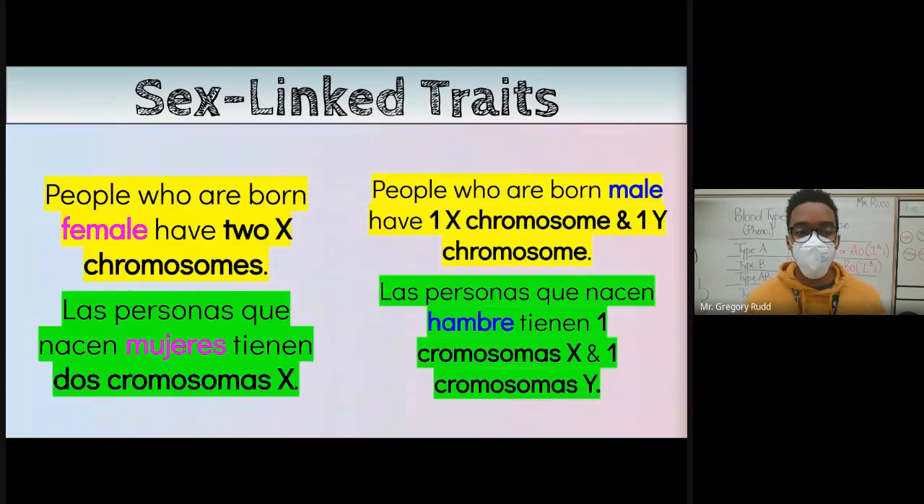I do want you to write this down. This is very important stuff. People who are born female have two X chromosomes. People who are born male have one X chromosome and one Y chromosome. Good job, Brian and Ayana.